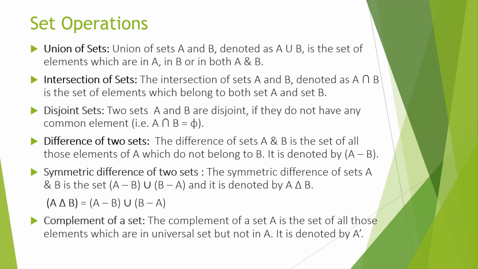Symmetric difference, this is a new concept. The symmetric difference of sets A and B is denoted by A triangle B, and it is defined as A minus B union B minus A. Complement of a set: the complement of a set is the set of all those elements which are in the universal set but not in the set A. For example, the universal set consists of integers from 1 to 10, and set A consists of all the even integers from 1 to 10. Then the complement of A will have all the odd integers between 1 and 10.